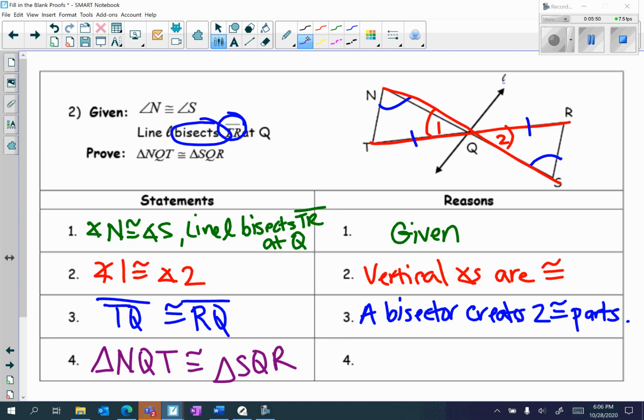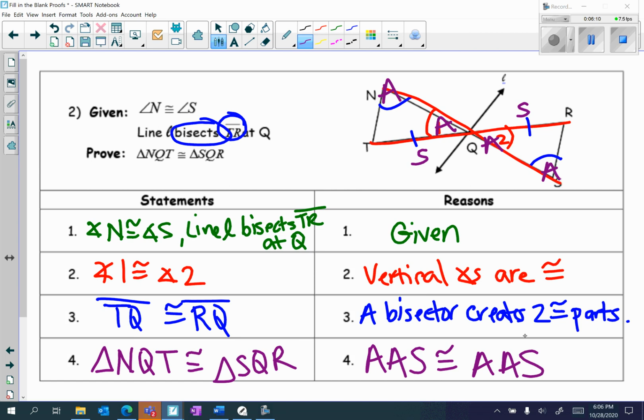Now let's go back and figure out what method I'm using. I have an angle, an angle, and a side. So angle, angle, side is congruent to angle, angle, side. There is my complete proof.